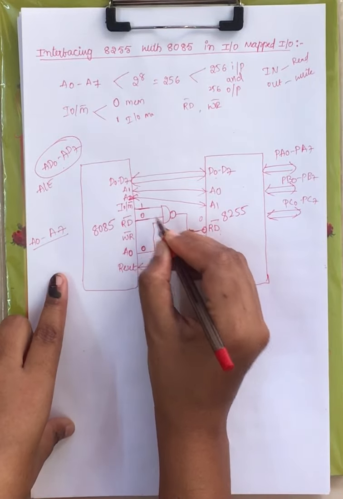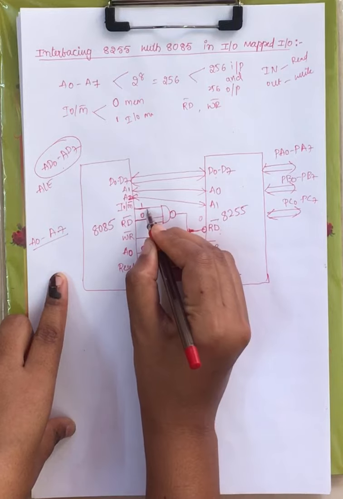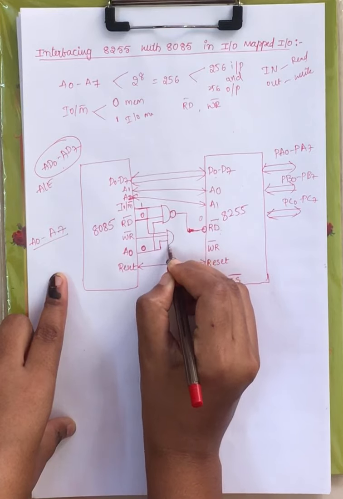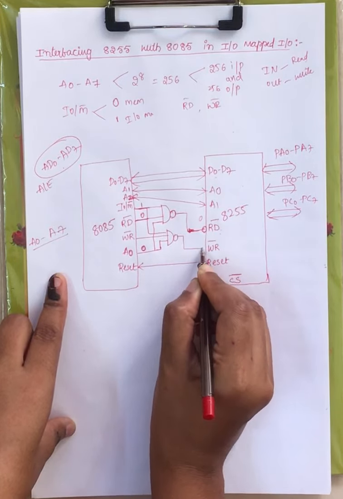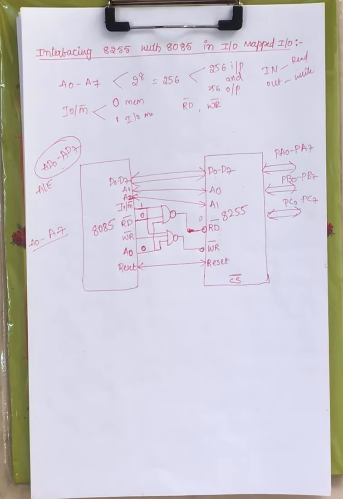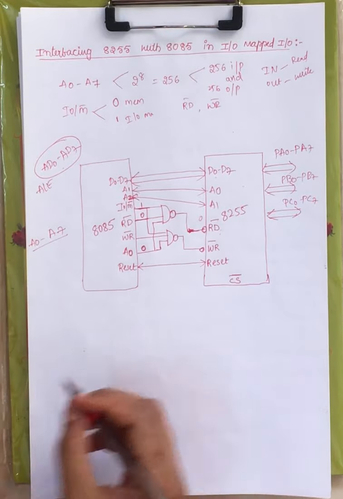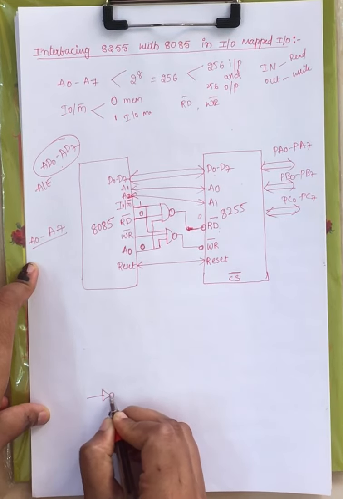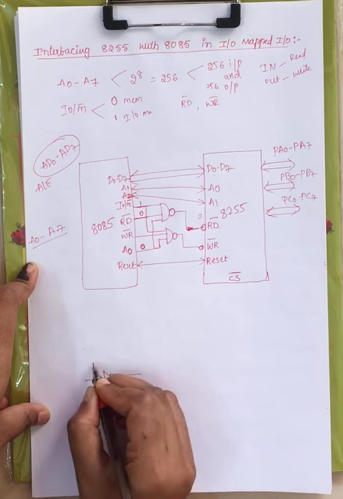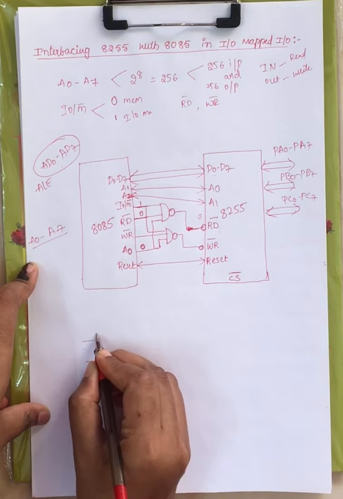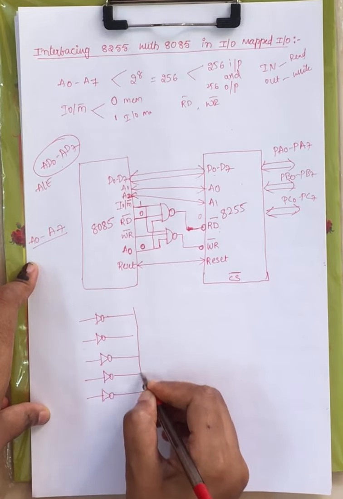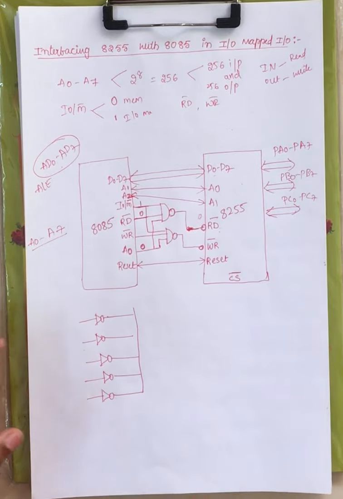Now similarly for the next, write bar along with IO and along with A0, these are NAND gated and again bubbled and given to WR bar, right? Now what are the remaining parts? We got A0, A1, A2, and next we have A3 and gated, A4, A5, A6 and A7. Now these are used for chip selection, right?